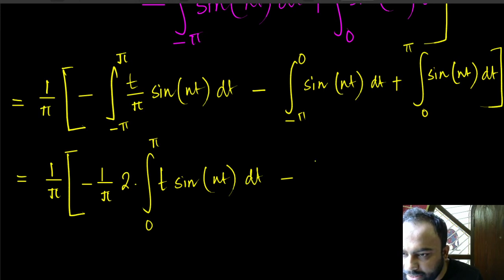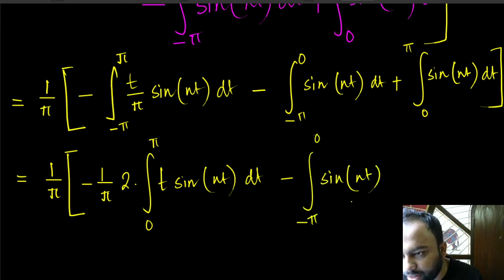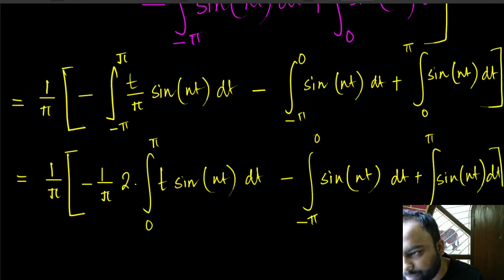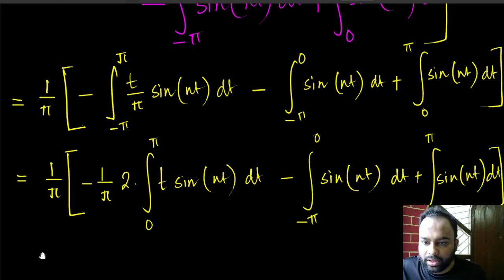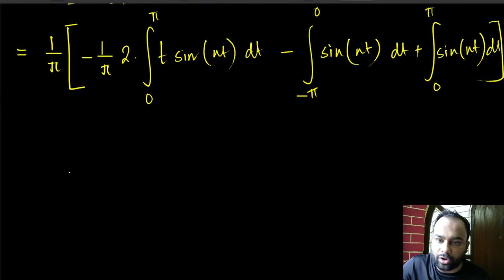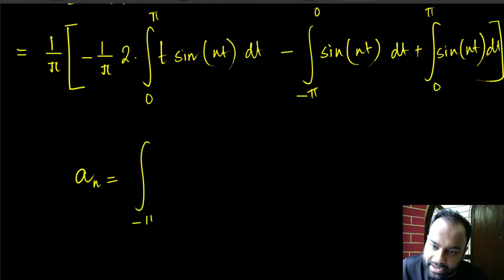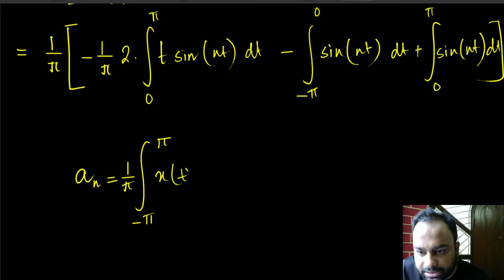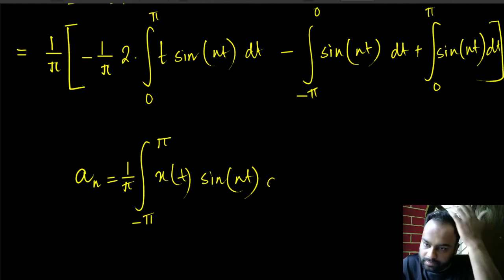We have minus from minus pi to 0 sine nt dt, and plus from 0 to pi sine nt dt, right? So with that said, what are we trying to calculate? We are trying to calculate an, which is 1 by pi, from minus pi to pi xt sine nt dt, right?